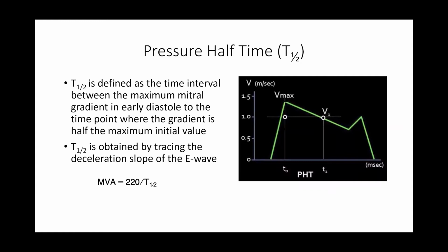After planimetry, pressure half time is the second most important parameter, and this is a level 1 recommendation to measure. On the x-axis, you can see this is the time and this is the velocity. So this is the time interval between when your gradient was maximum and when it dropped down to half of the maximum value. And then we measure this time interval.